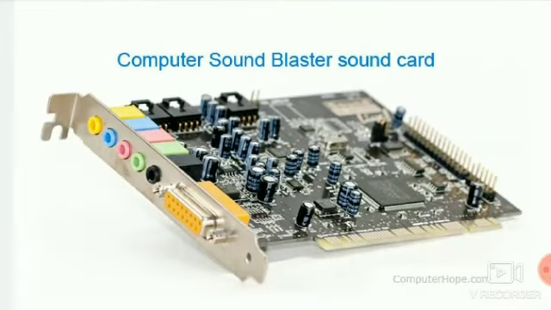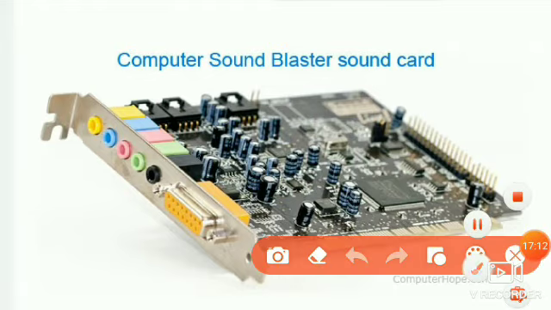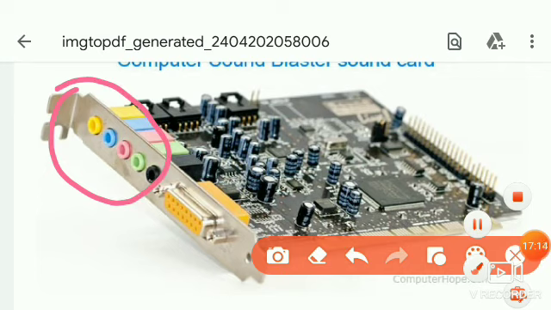So a sound card converts audio signals from a microphone, audio tape or some other source to digital signals, which can be stored as a computer audio file. Sound cards also convert computer audio files to electrical signals, which we can play through a speaker or a headphone. And we connect a microphone and speakers to a sound card. So here you can see ports are given where we can connect our headphone or speakers.